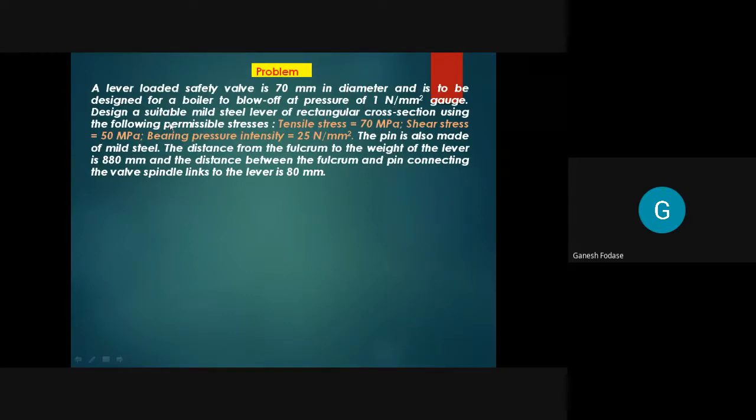Design a suitable mild steel lever. Remember, in examinations materials are given, but during practical sessions, you need to select your materials. You need to select your load. So this problem statement you have to prepare. Let's say you have to design a cotter joint. What we discuss there is that I give you the load and other things, like material. But in actual practice, you need to start with a load and a material also.